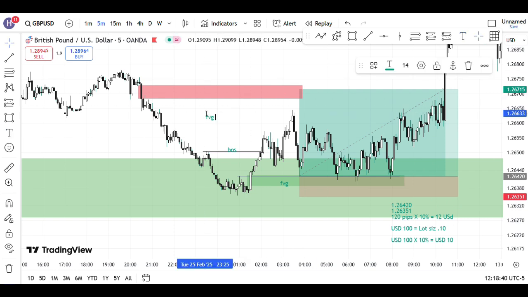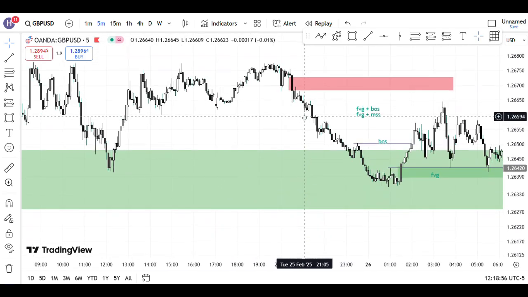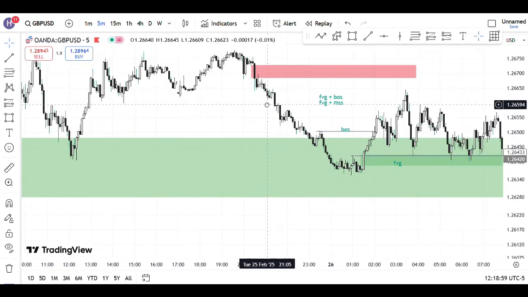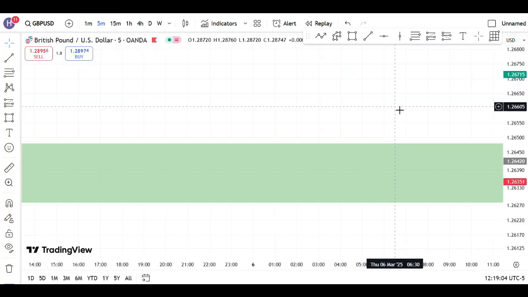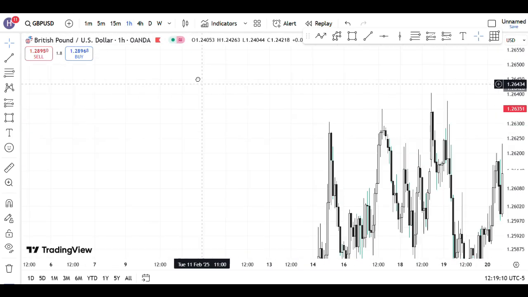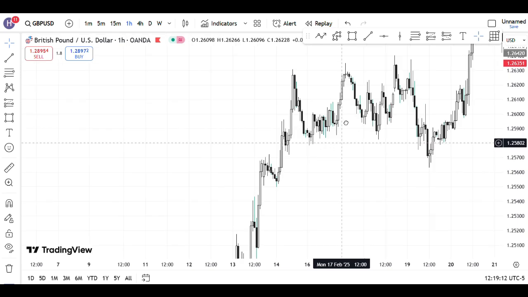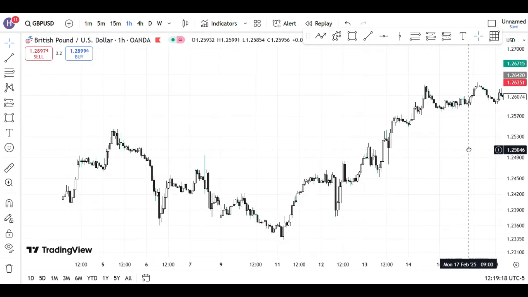This is FVG plus break of structure. You can get again FVG plus MSS, market structure shift. Okay, that is also there. In the first video, I showed the break of structure and market structure shift also. What is the difference? I will tell you again. I will go to the 1 hour time frame just to show you what is market structure shift again.